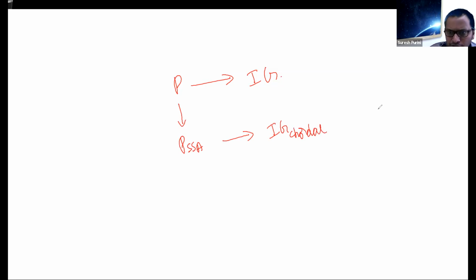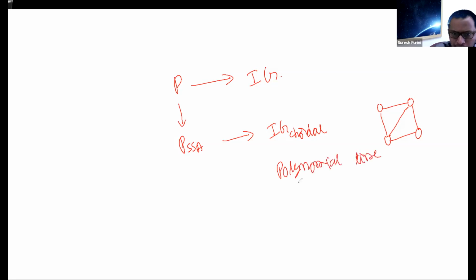In a chordal graph, there are no cycles of length four or more without a chord. If you take any subgraph of a chordal graph, it doesn't have a cycle like this. There will always be a chord which short-circuits any cycle of length greater than 3 in that chordal graph. And if the graph is a chordal graph, then we can color that graph in polynomial time. A polynomial time graph coloring algorithm exists for chordal graphs.